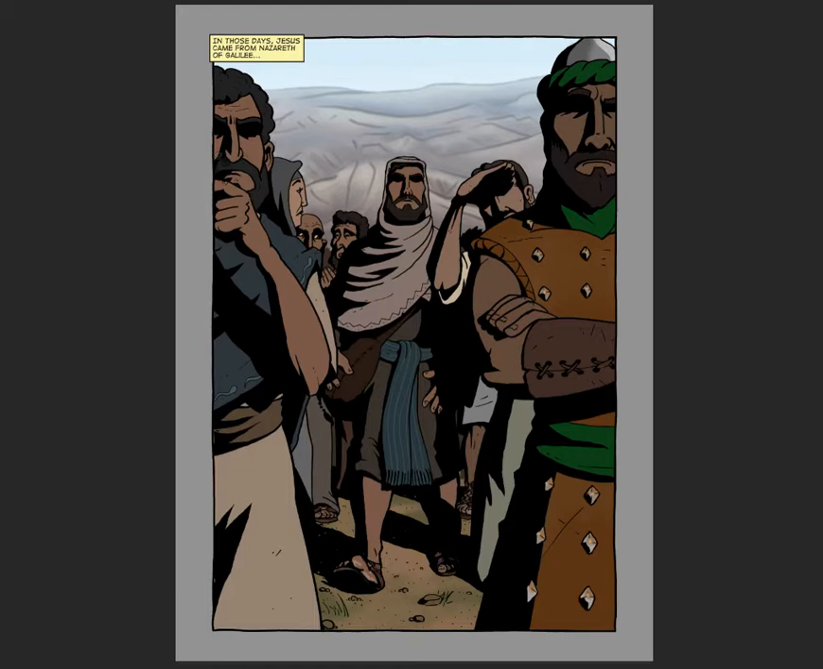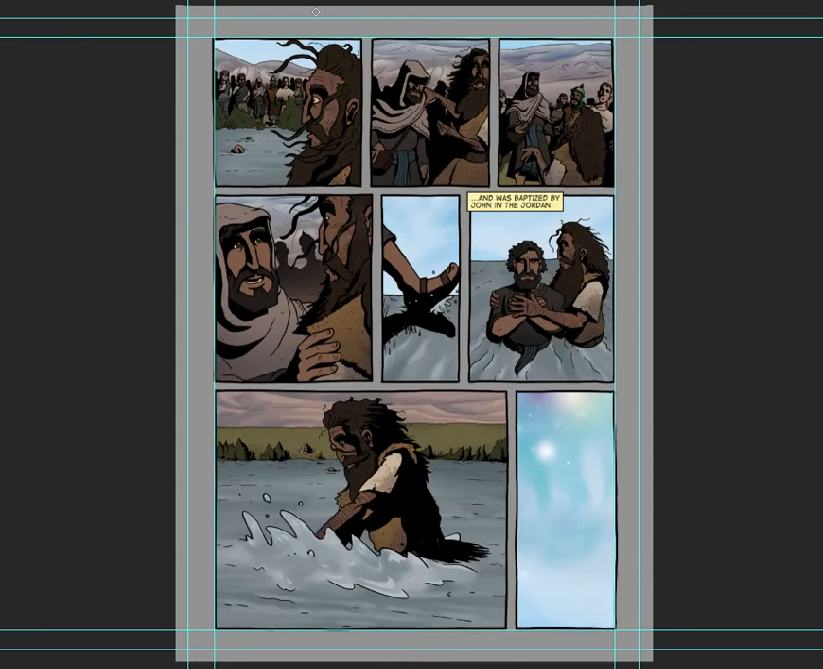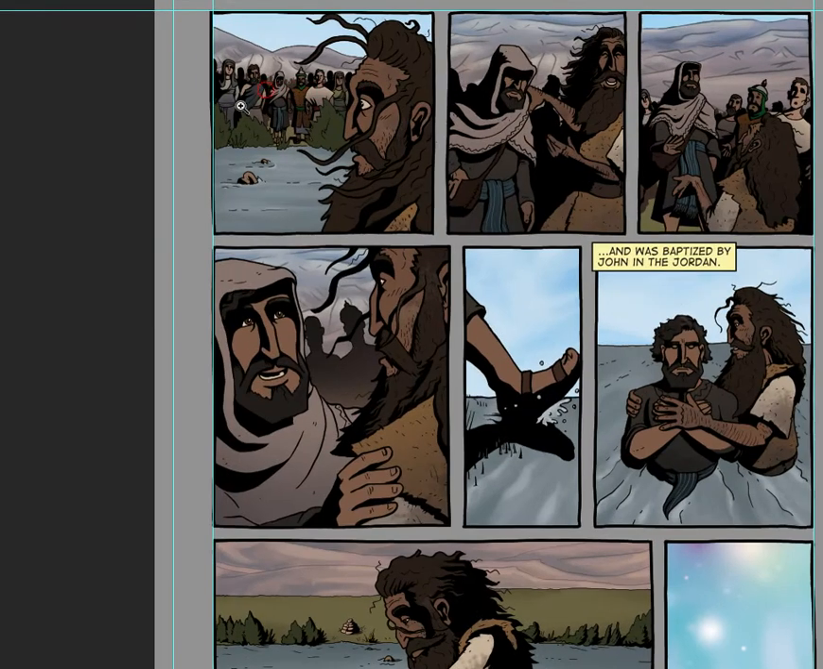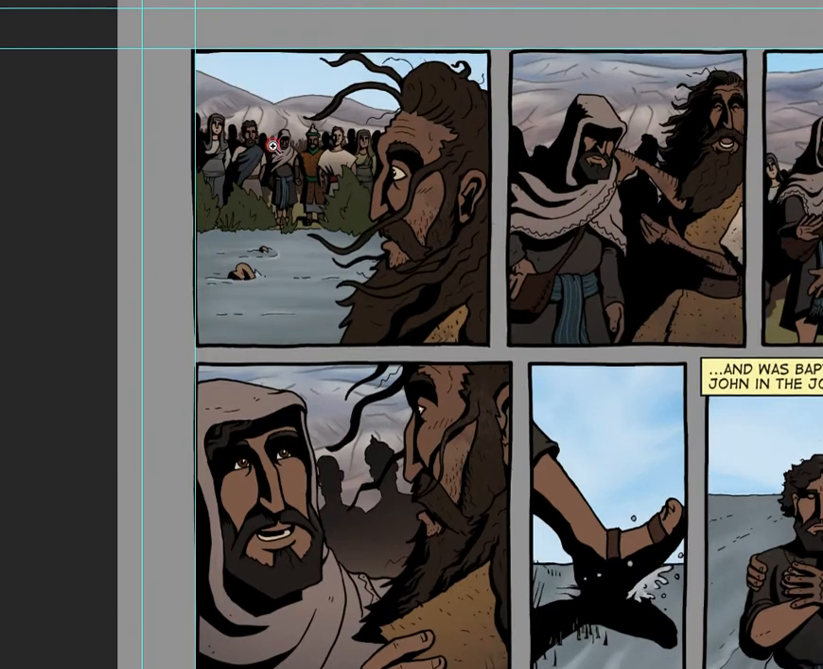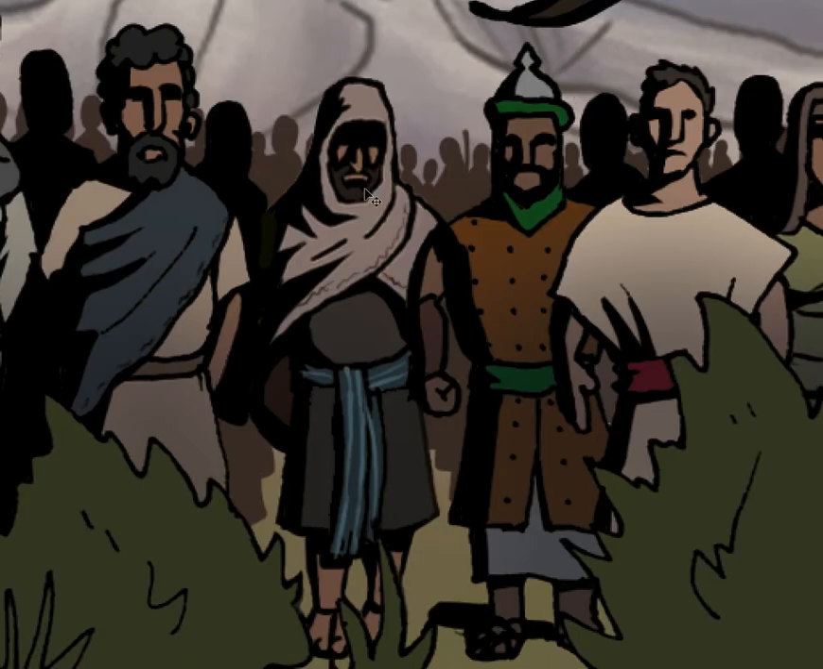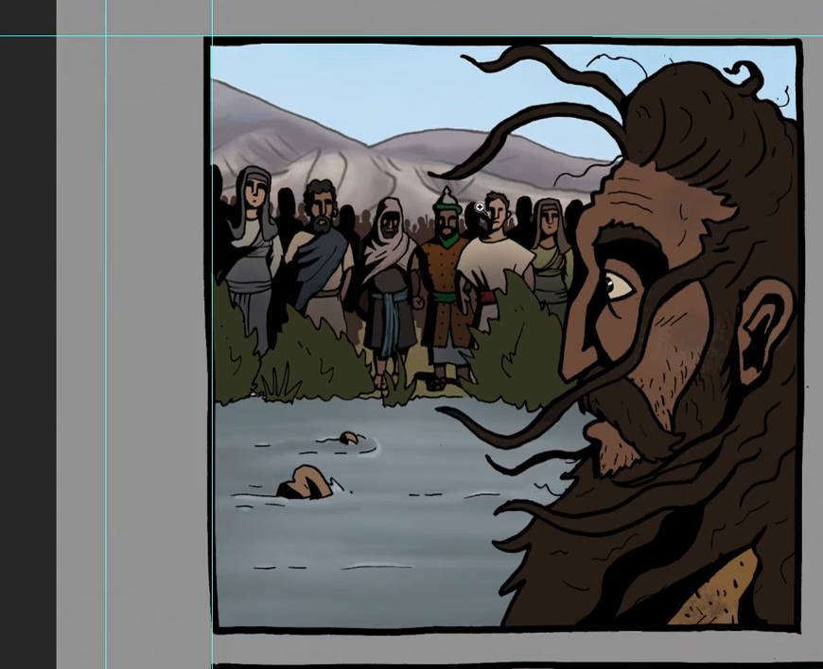Now let's move on to the next page, sorry. And this is the next page. I'll zoom in on the first panel now. So Jesus is approaching. And you can see that he's not taller than other people or anything like that. I didn't want to make him stand out because of the passage in the Bible about how nothing particularly marked him out as particularly attractive in the human sense.